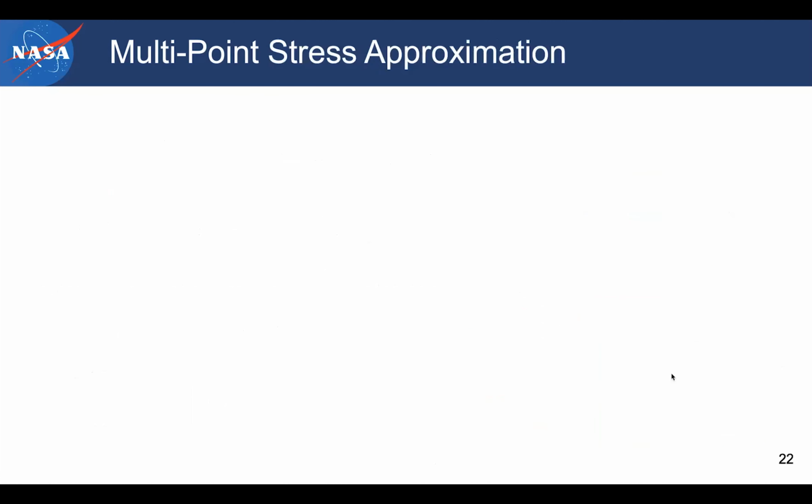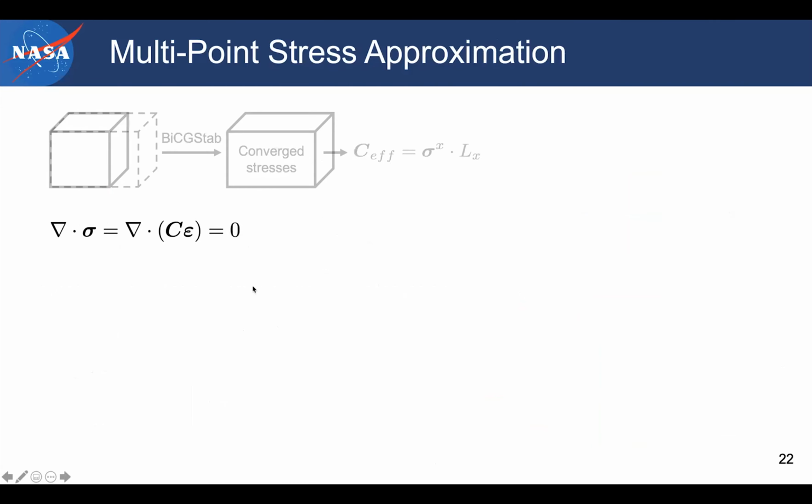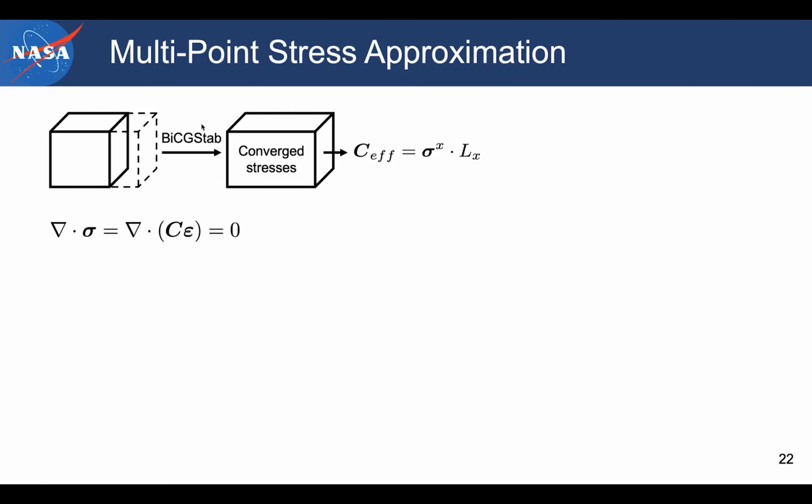For the multipoint stress approximation, which is very, very similar, what we're solving for is the divergence of the stresses going to zero at steady state. So instead of an initial guess that is a temperature gradient, it is a unit displacement. We feed this guess inside an iterative solver. In this case, we do need to use a more complex solver, the BiCGStab. And finally, this gives us the converged stresses from which we can back out the effective homogenized property.